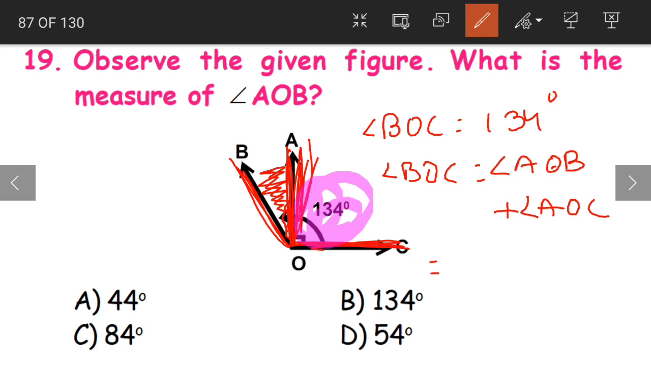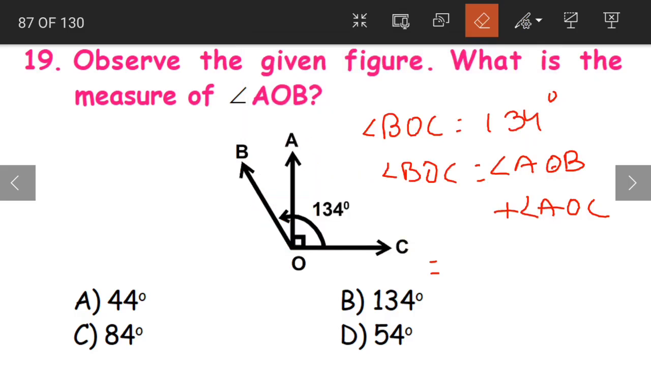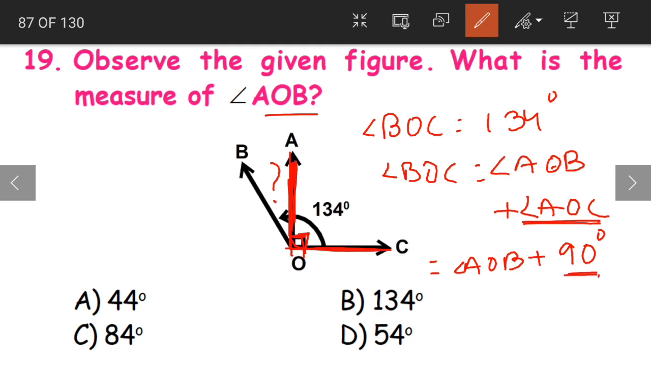Now what is the value of angle AOB? We do not know the value of angle AOB. We are finding it out. But for angle AOC, we know that it is a right angle. So what is the value of a right angle, children? The value of a right angle is equal to 90 degrees. So instead of writing angle AOC, we will write it as 90 degrees.